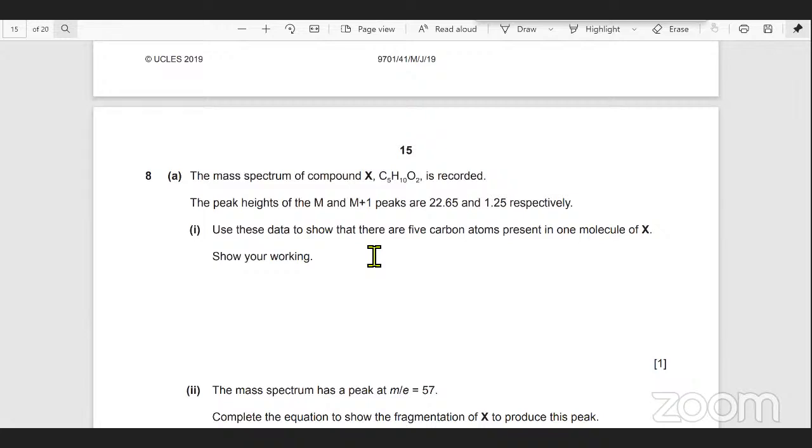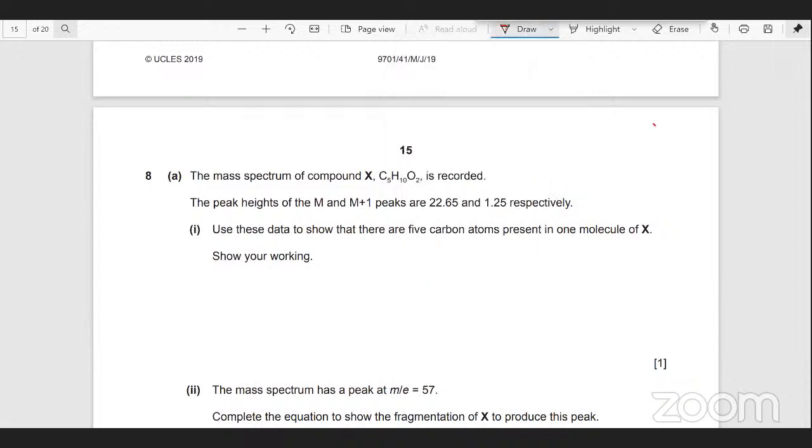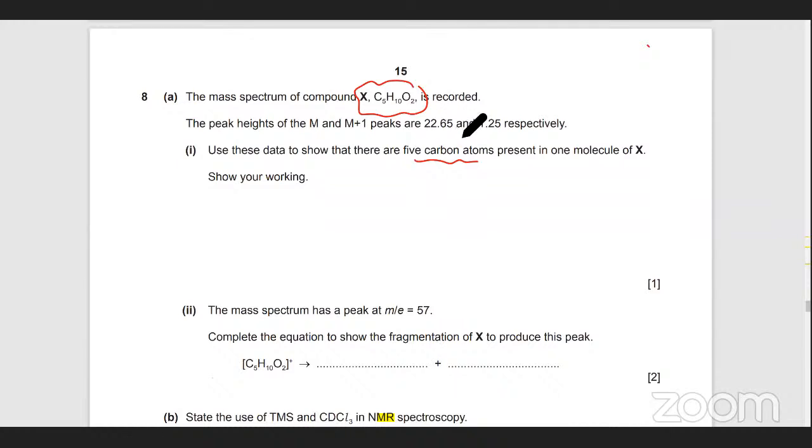Now the question says, first let's quickly do that: tell me the number of carbon atoms in this. It has given everything, C5H10O2. So the peak heights, the M to M+1 ratio, to show that there are 5 carbon atoms, you can show that. You just have to prove it. They gave C5 carbon atoms before that. Forget that. Apply the formula, you'll get this.